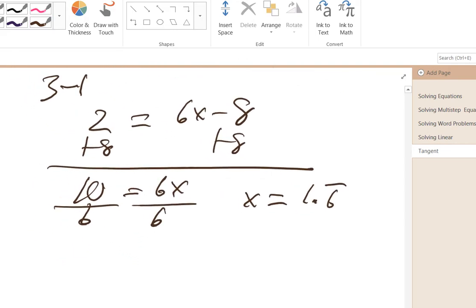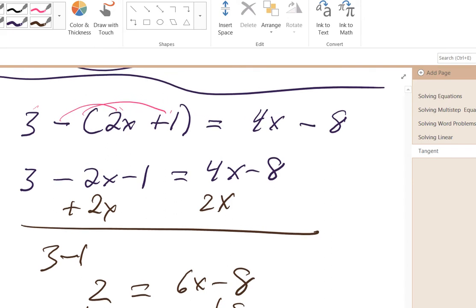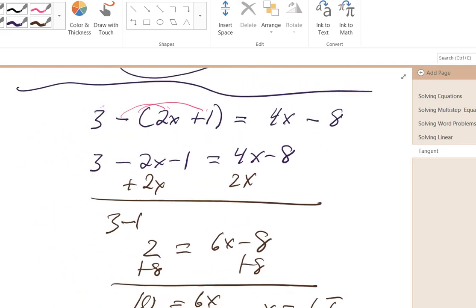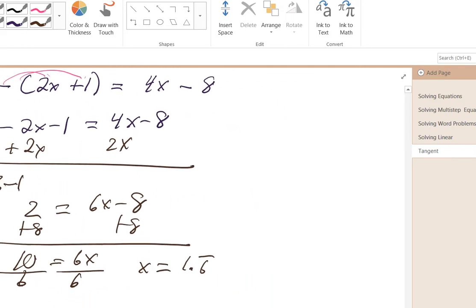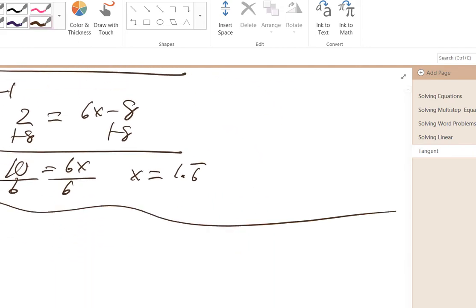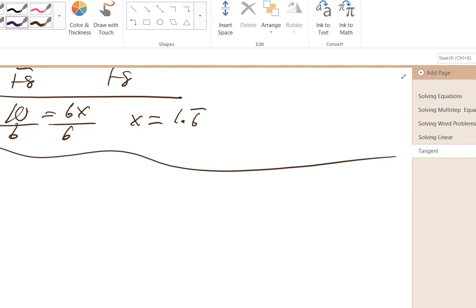All right. So there's a common mistake. All right, that right there. All right, so we went over a couple different ones that I've seen. Okay, another one.